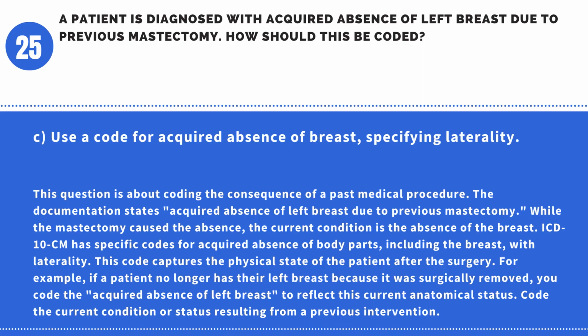For example, if a patient no longer has their left breast because it was surgically removed, you code the acquired absence of left breast to reflect this current anatomical status. Code the current condition or status resulting from a previous intervention.